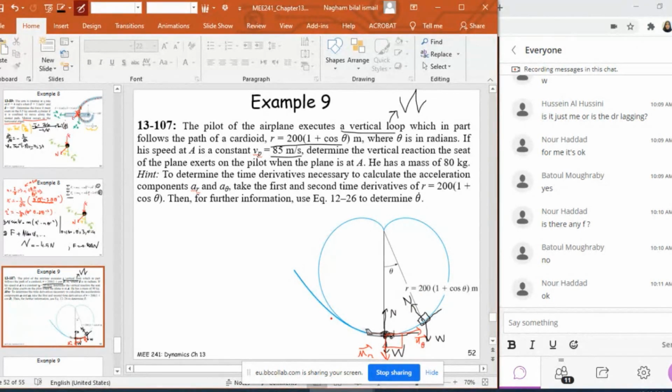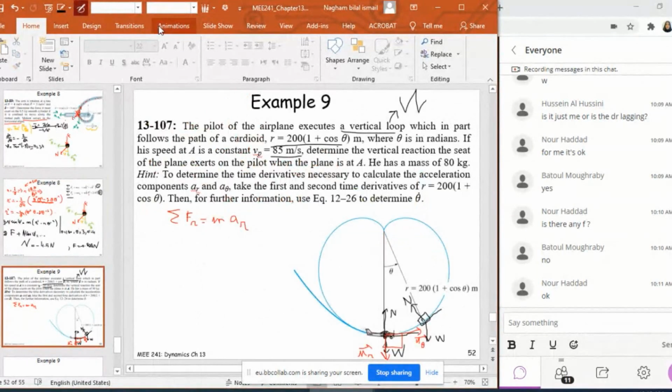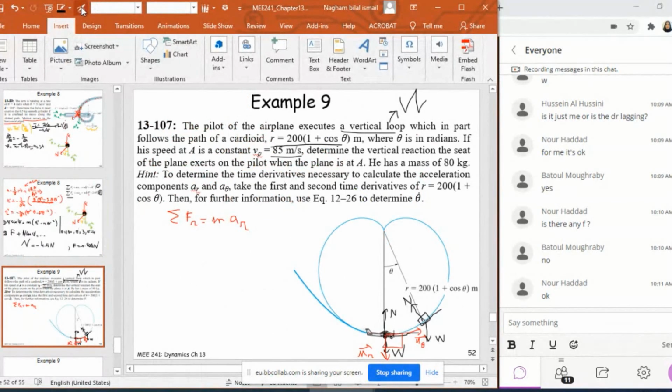Now I don't need to do anything in the direction of U theta, because the forces are always perpendicular to U theta. So what I'm gonna do is the sum of forces in the radial direction is equal to M A R. Now what is AR? As you know, guys, AR is R double dot minus R theta dot squared. So I'm gonna start by finding AR.